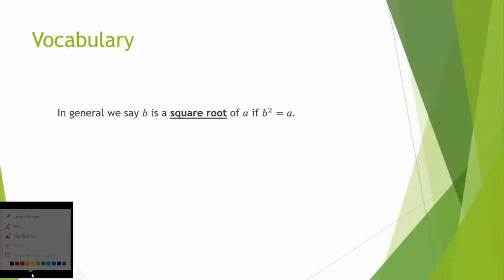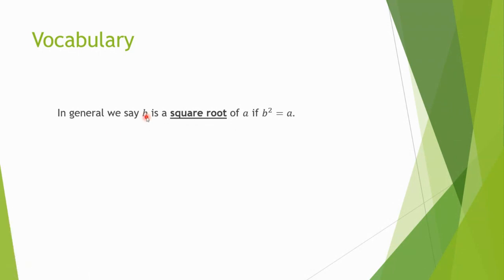Well, the definition is on the slide. Basically, if you have a number b and a number a, we say b is a square root of a if b squared equals a. So if b squared equals a, then by definition, b is a square root of a. Again, that's just a definition. Some examples: we know that 3 is a square root of 9. And how do we know that? Because 3 squared equals 9.